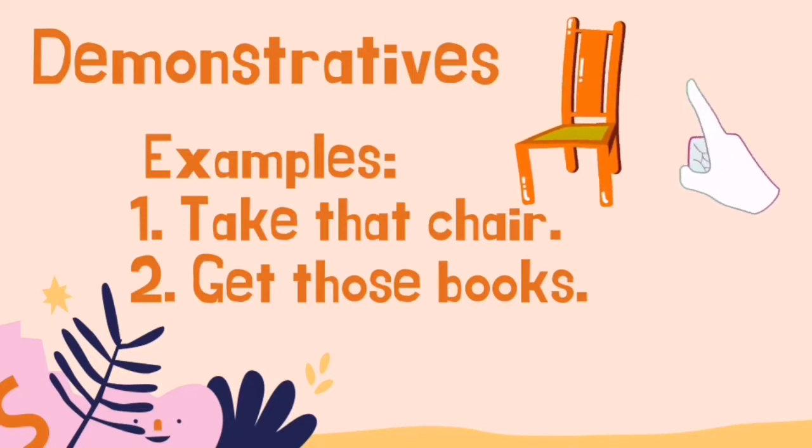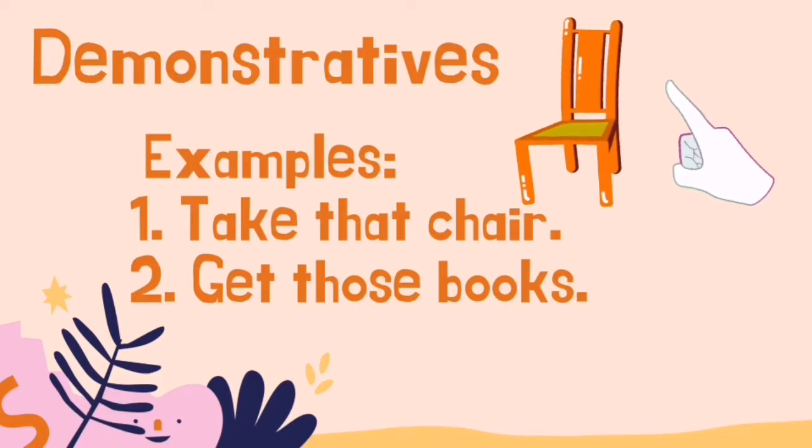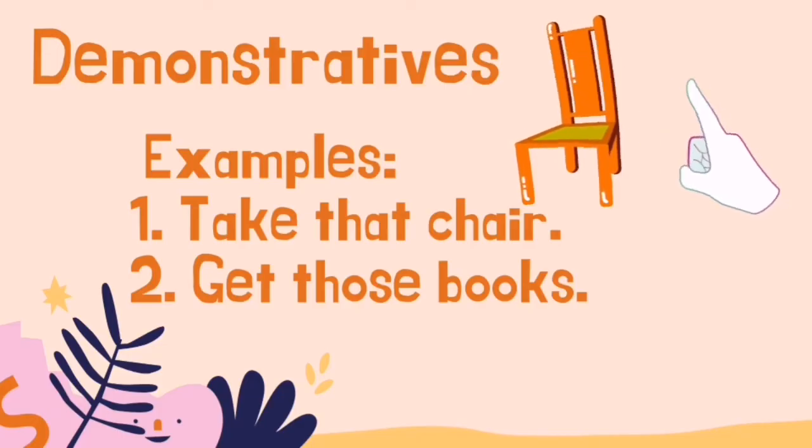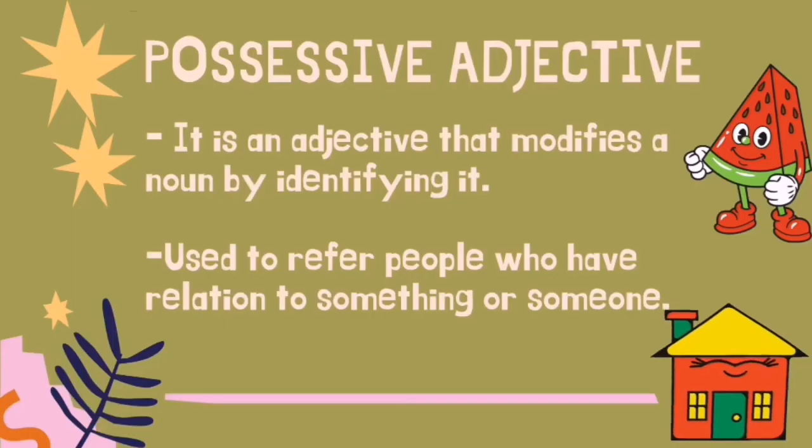Then another example is get those books. We are pointing to the books which are there. The third type is possessive adjective. When something is yours, you will be more possessive.